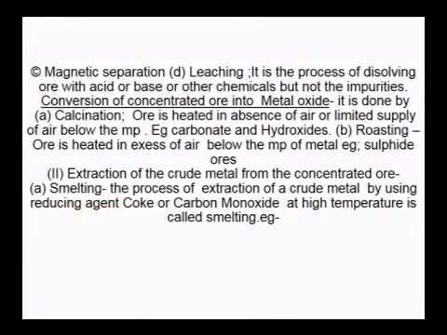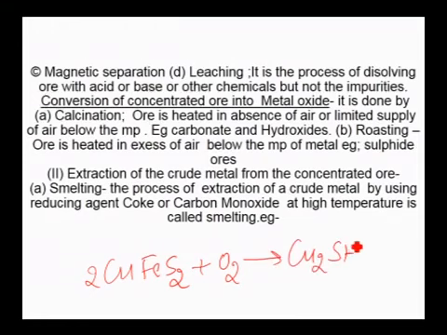Let us see the next one, roasting. In roasting, the ore is heated in excess of air below the melting point of the metal. Example, sulfide ores, for example, CuFeS2. Copper pyrite on heating in excess of air is converted into Cu2S plus 2FeS plus SO2.